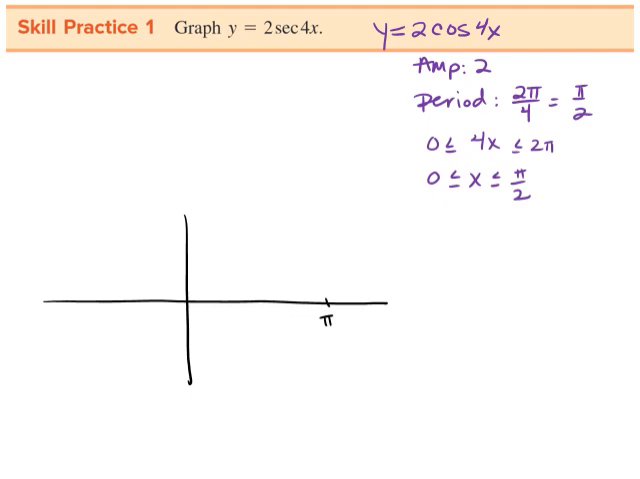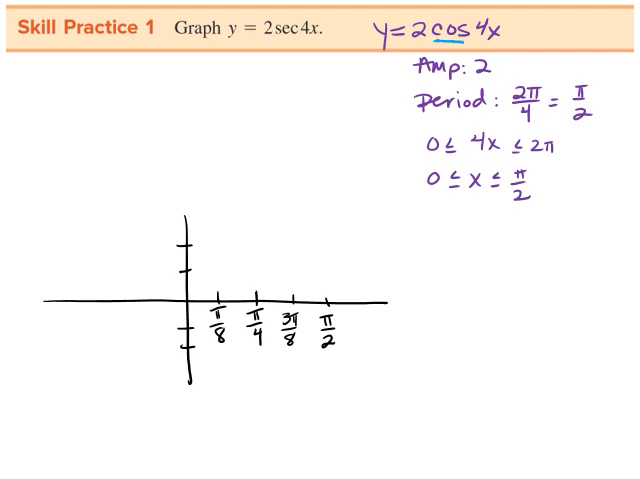All right, so let's give this a try. So I'm going to end at pi over 2. Half of pi over 2 is pi over 4. Half of pi over 4 is pi over 8. So I have 1 pi over 8, 2 pi over 8, 3 pi over 8, and 4 pi over 8. My amplitude is 2. So I don't have a vertical shift, so I'm not moving my baseline at all. So I can go ahead and graph cosine.